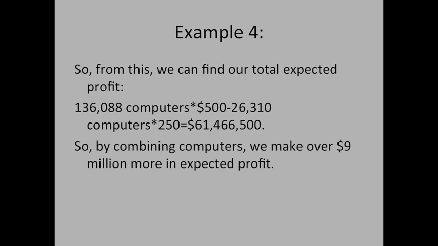If we have expected sales, expected leftover inventory, and of course cost of overage and cost of shortage, we can find our total expected profit. Total expected profit, again, is going to be expected sales times cost of shortage minus the expected leftover inventory times the cost of overage. What we find when we calculate this is that our total expected profit is about 61.5 million. Now, you'll note that by combining these computers into one model, we make over $9 million more in expected profit.